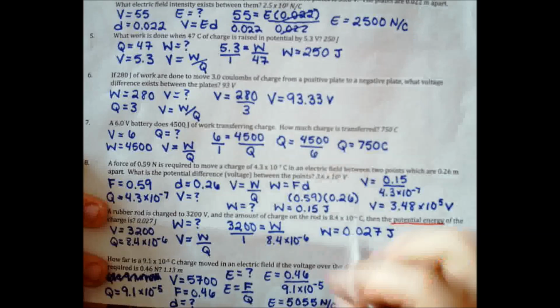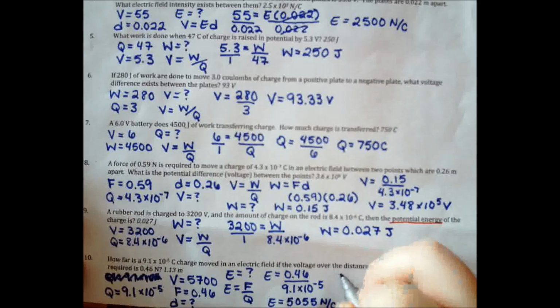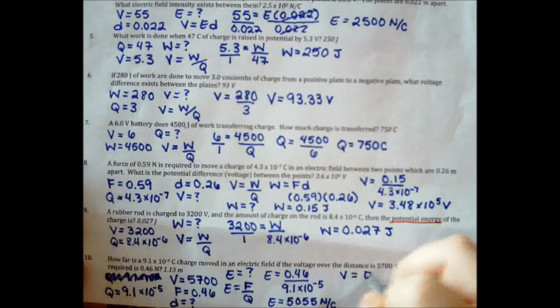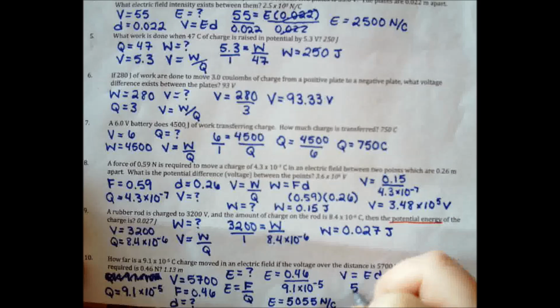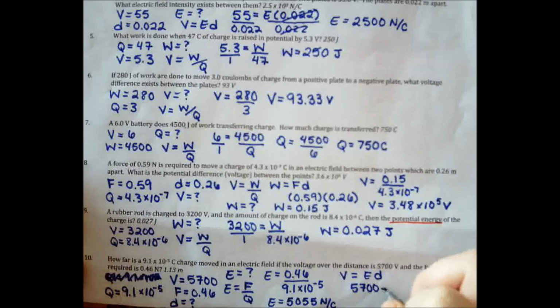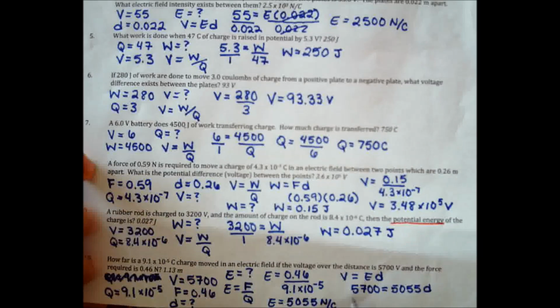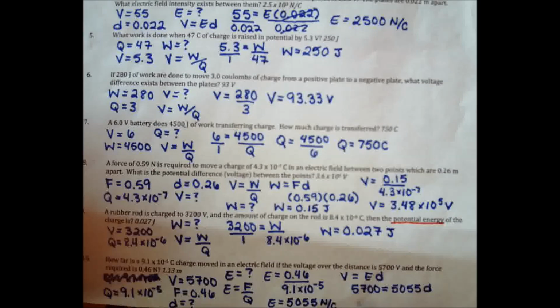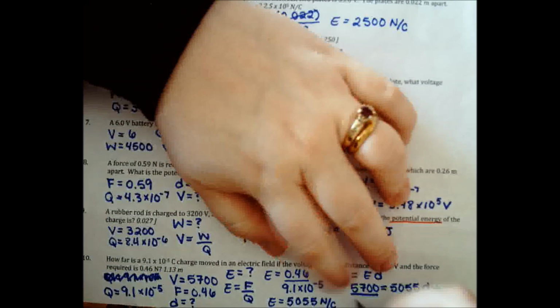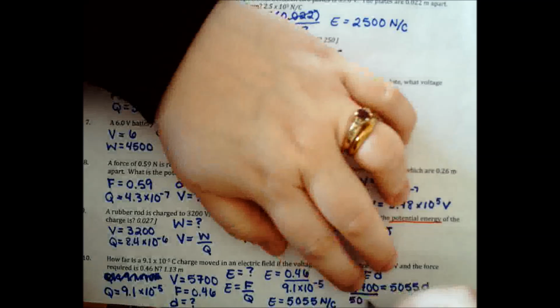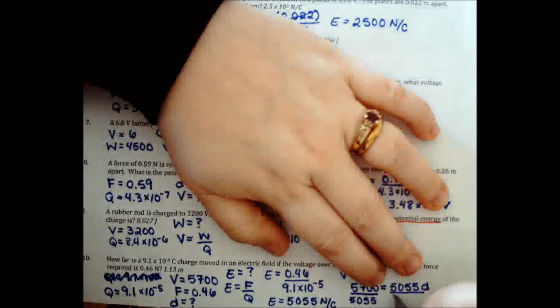Now that we have this, we can say that we're looking for distance. So 5,700 equals 5,055 times D. These numbers are pretty close together, so D should be pretty close to 1. When we divide, it should be higher than 1. Because we're dividing both sides by the smaller number, it should be bigger.